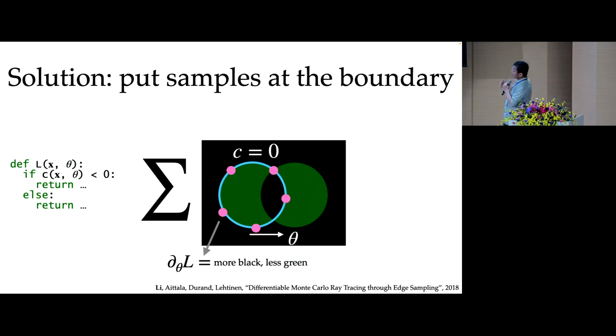So our solution to this problem at this point should be clear, right? All you need to do is to actually put samples at these blue circles. And once you put these pink boundary samples, you can ask them, what is the derivative? Intuitively, when the circle moves right a little bit, the pink circle will see in its infinitesimal neighborhood that there will be more black area and less green area. And then you just integrate over the blue circle, and you'll get the answer.